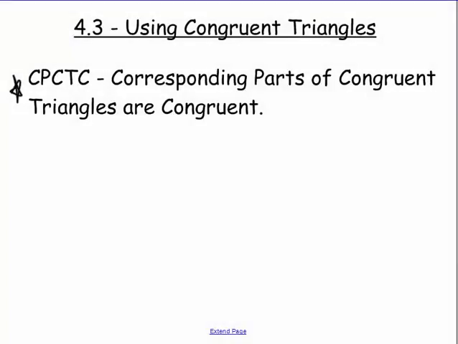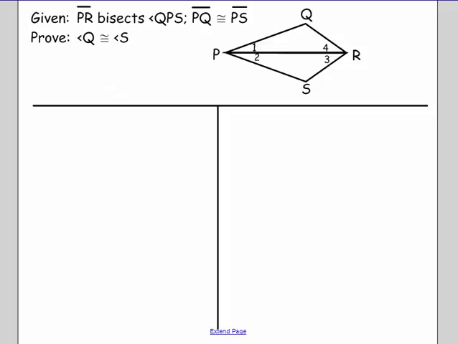Today we're going to be using the triangles that we've proven congruent to then state that other parts of our congruent triangles are congruent. And we're going to be using this concept of corresponding parts of congruent triangles are congruent. So our first proof says that segment PR bisects angle QPS, and PQ is congruent to PS. I need to prove that angle Q equals angle S.